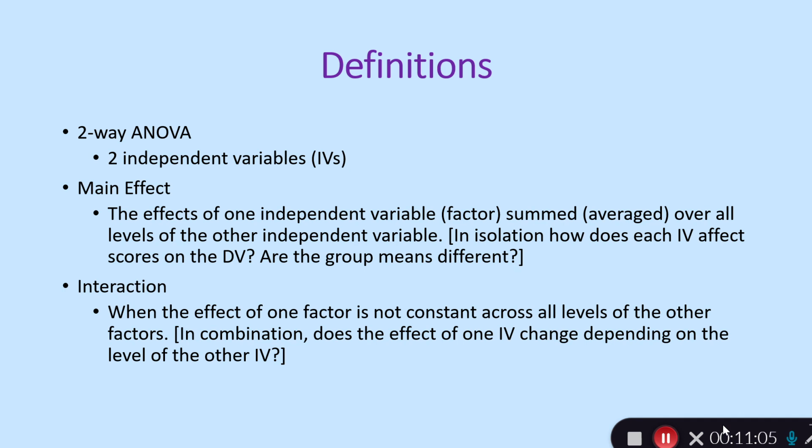Secondly, the interaction. So this is when the effect of one independent variable, so one of our factors, is not constant across all levels of the other independent variable. Okay, so in combination, we could say, does the effect of one independent variable change depending on which level of the other independent variable that we're looking at? Okay.